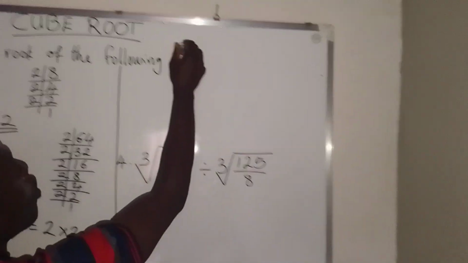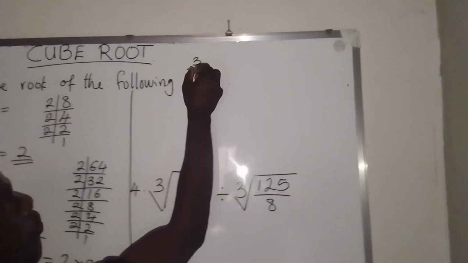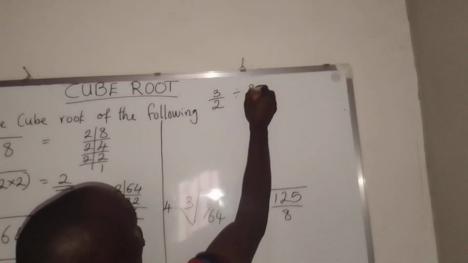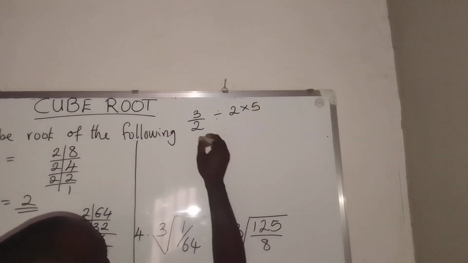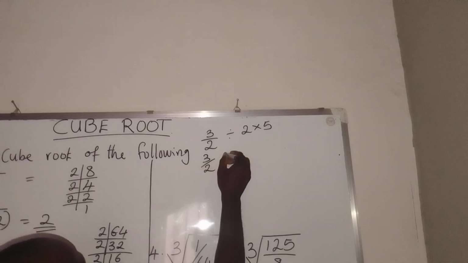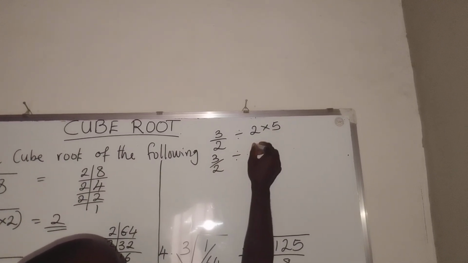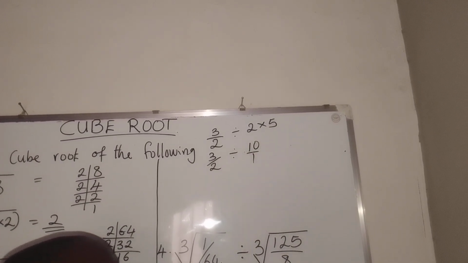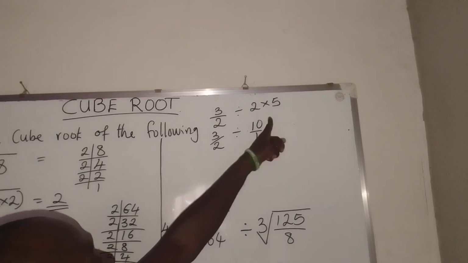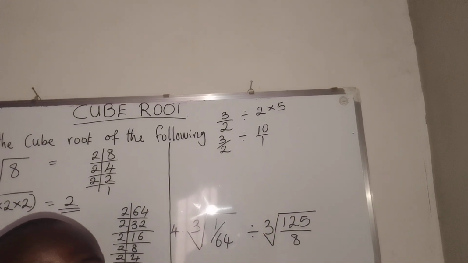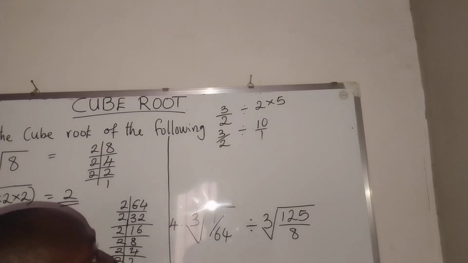Let's take it to the top and continue. Let me copy the same thing here. So we have 3 over 2 divided by 10. Can I put it all over 1? The reason being that 10 divided by 1 will still give us 10. I've not done any harm to this number.